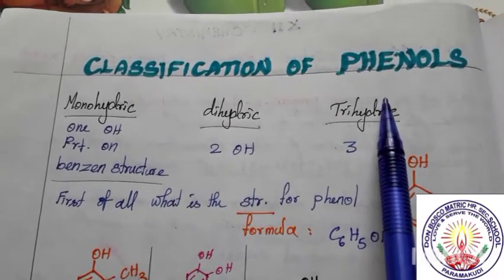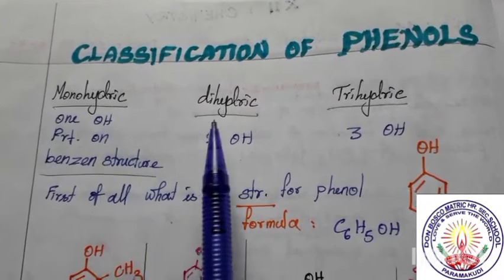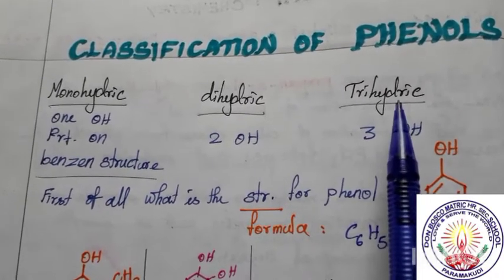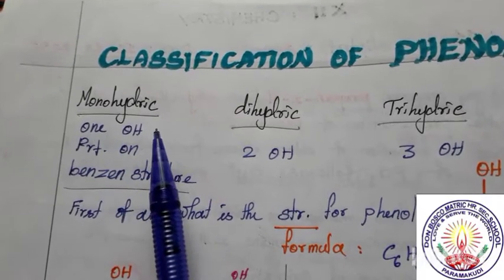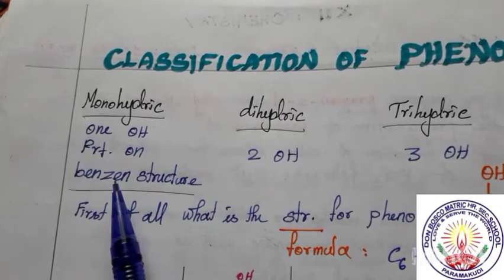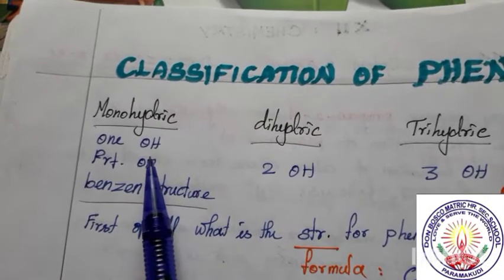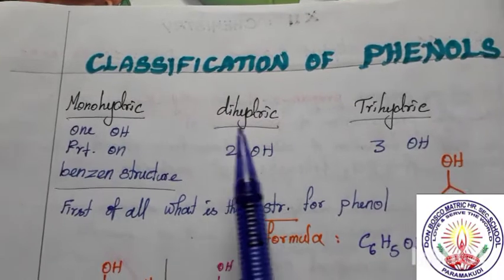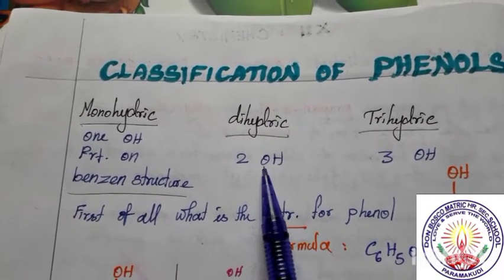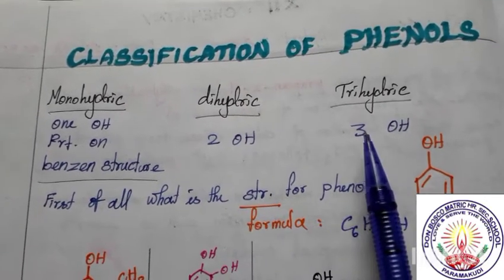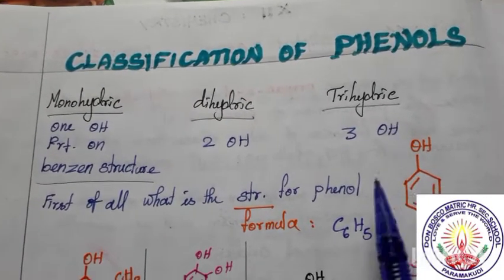Classifications of phenols. These phenols are classified into monohydric phenol, dihydric phenol and trihydric phenol. In monohydric phenol, only one OH is present on the benzene structure. Benzene structure மேல ஒரே ஒரு OH இருந்தா அது monohydric phenol. Benzene structure மேல 2 OH இருந்தா அது dihydric phenol and 3 OH if present then it is trihydric phenol.